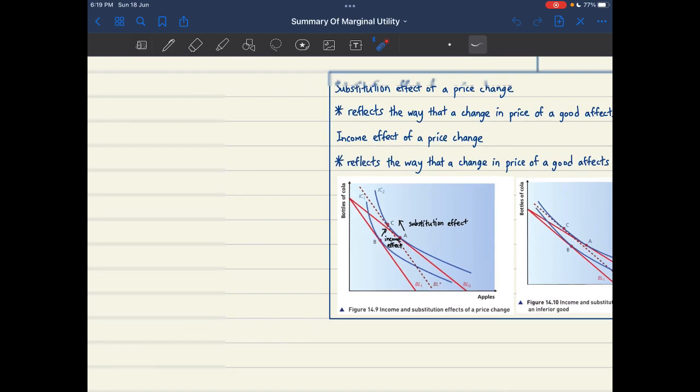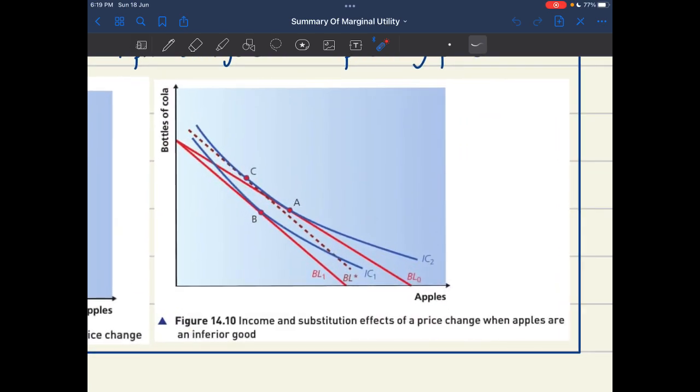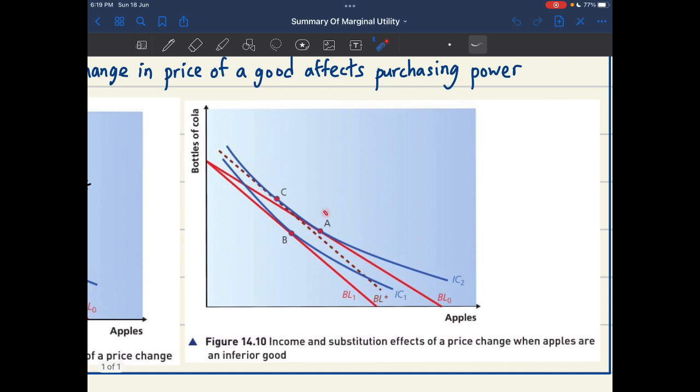And then if you look at the right side, this is when apples are an inferior good. So when apples are an inferior good, we can see that the substitution effect will be from A to C. Okay, you'll buy fewer apples if you want your total utility to be the same. And then B to C would be your income effect. In order to do so, you will have your IC curve positioned upwards. When it's positioned upwards, you'll see that C would be lesser than B in total. All right, and the quantity of apples you purchase will be lesser.